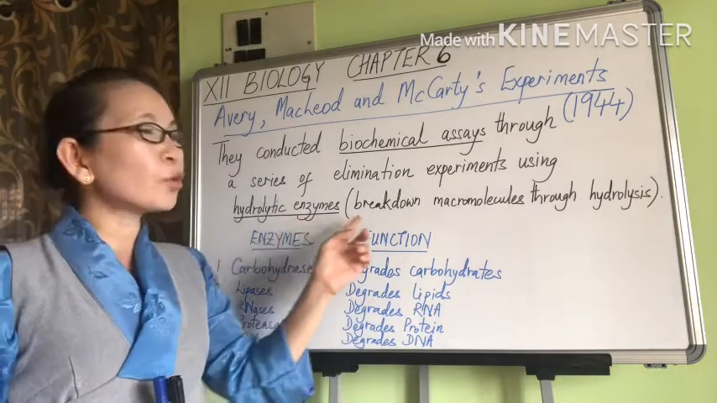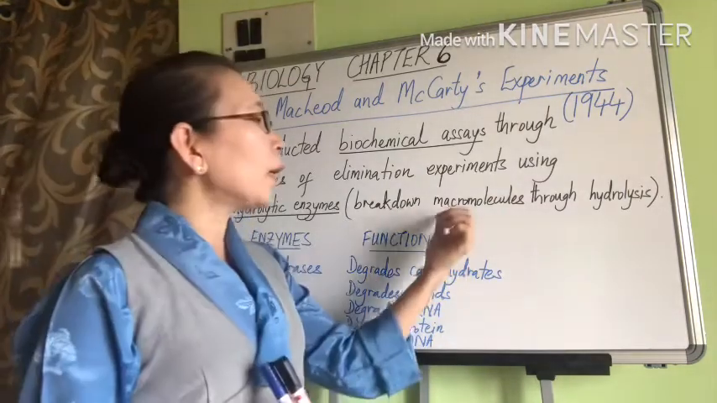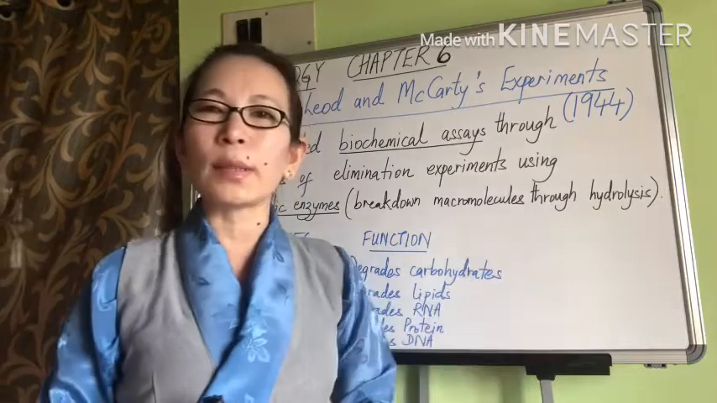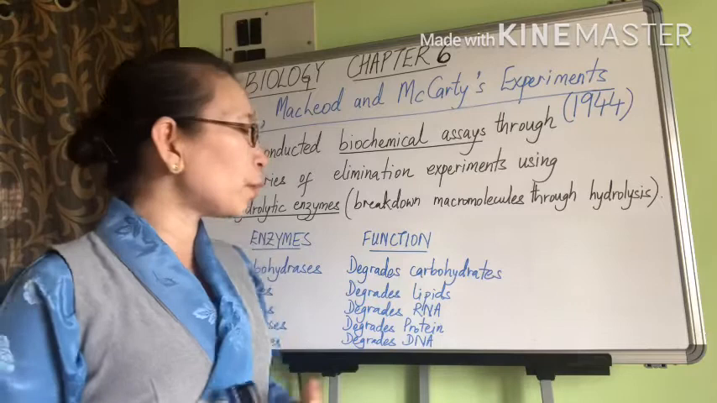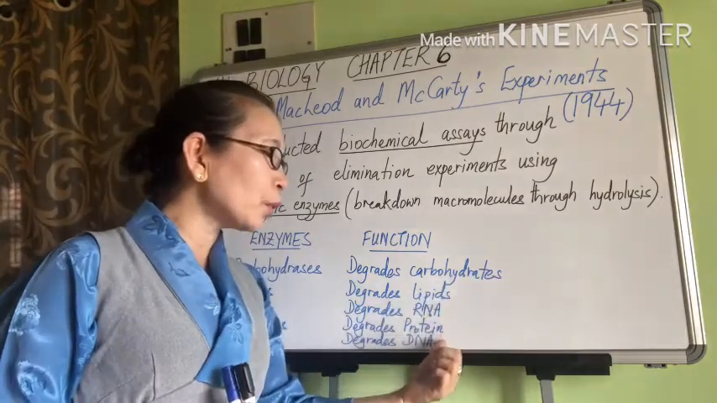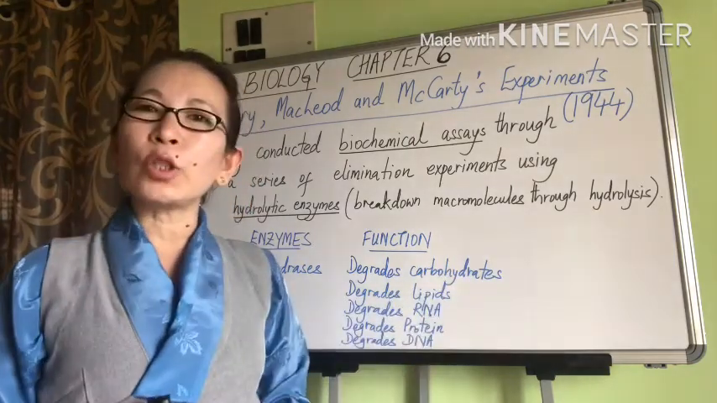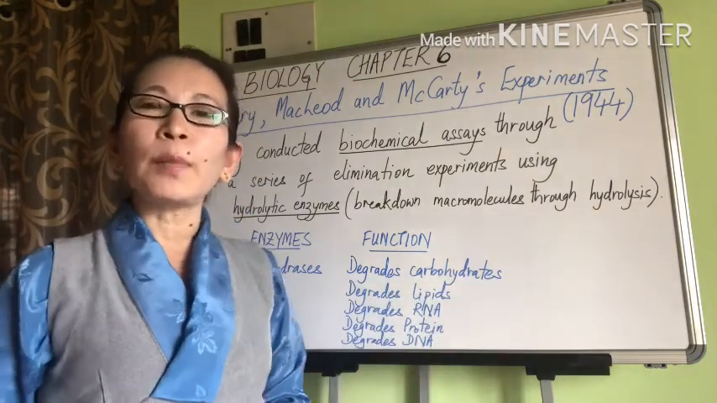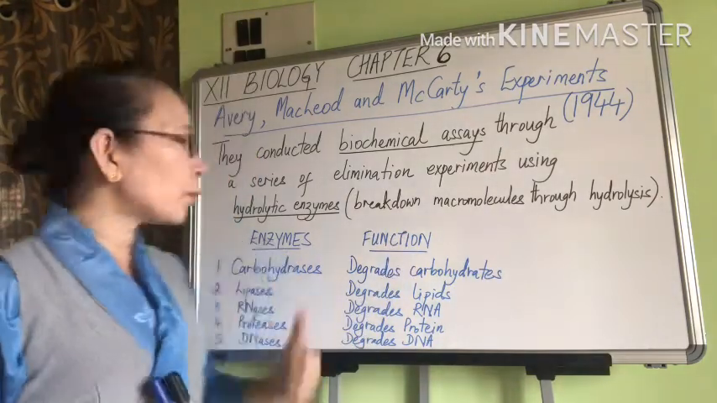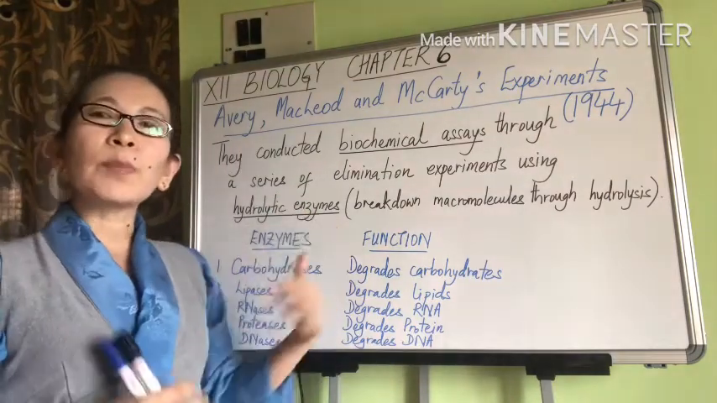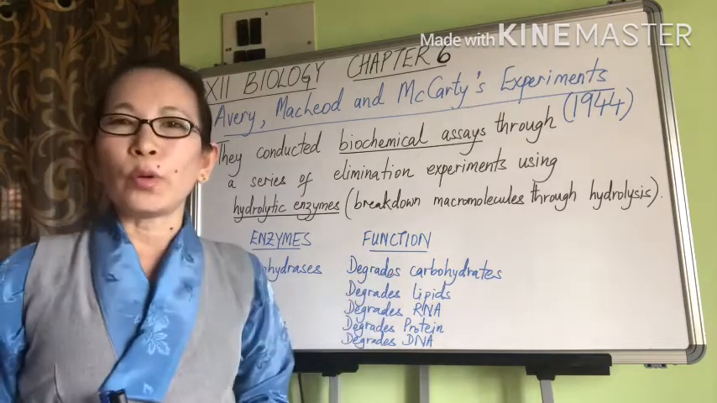Hydrolytic enzymes refers to a group of enzymes that are capable of breaking down chemical bonds in large macromolecules through hydrolysis. Since S strain bacteria were chemically constituted by carbohydrates, lipids, RNA, proteins and DNA, to determine which chemical constituent was responsible for the transforming principle, they treated heat-killed S strain bacteria separately with hydrolytic enzymes that specifically degraded or destroyed each chemical component.